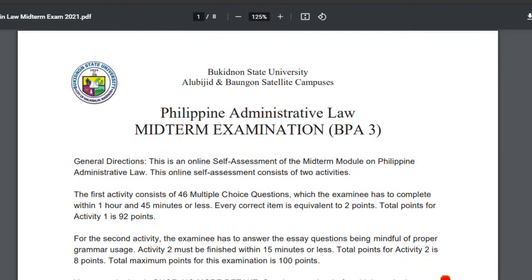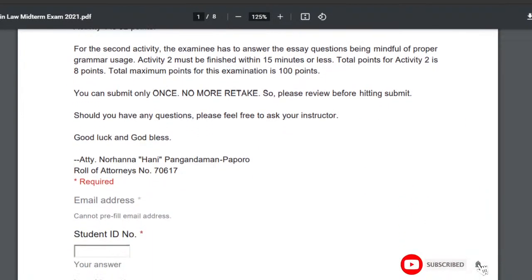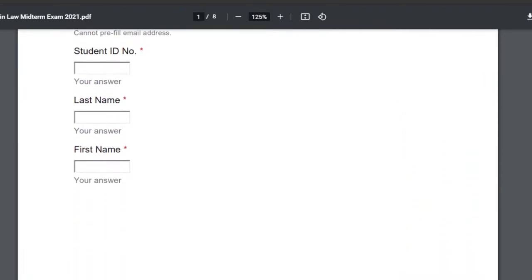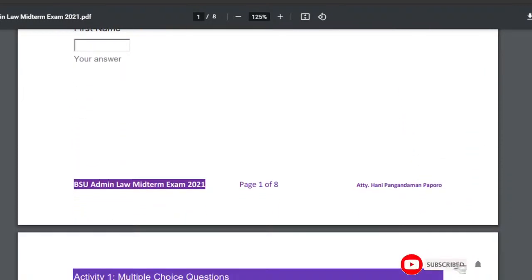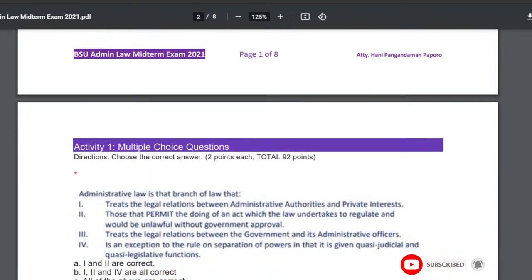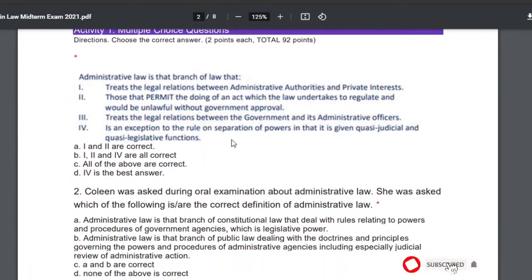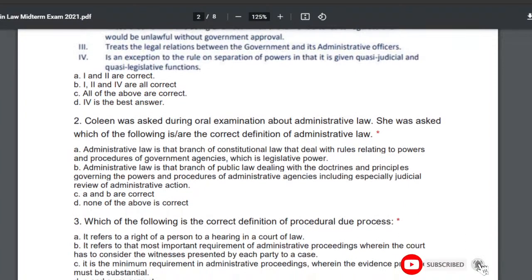So there are some typos here. In your Google form, there are no typos. I was only able to save the draft one. So I don't need to discuss number 1 because you have already answered this during your prelim exams. Let's proceed to number 2.